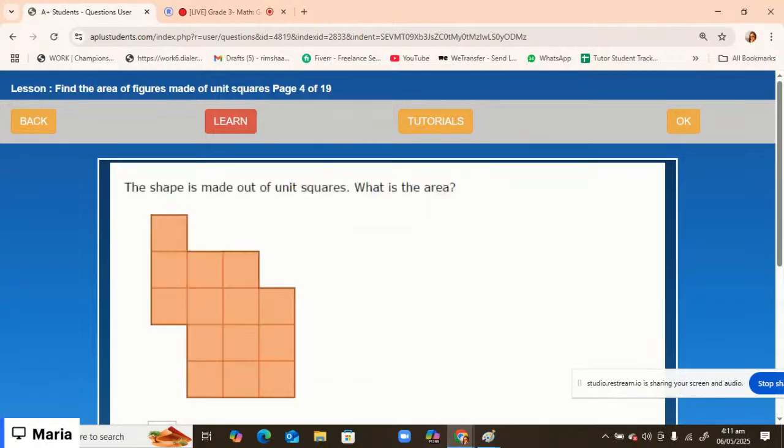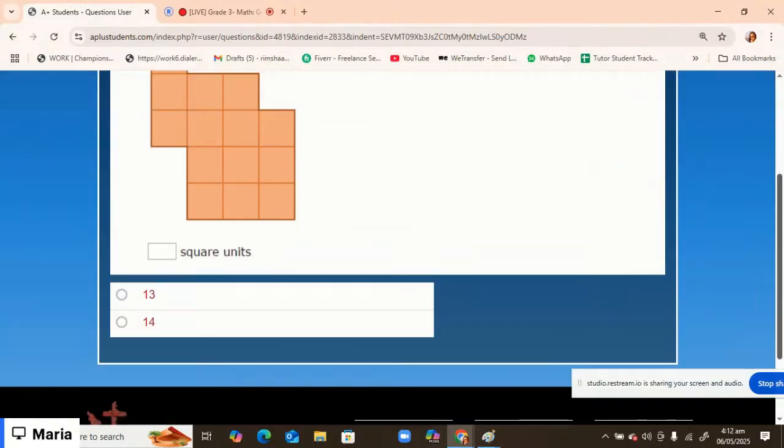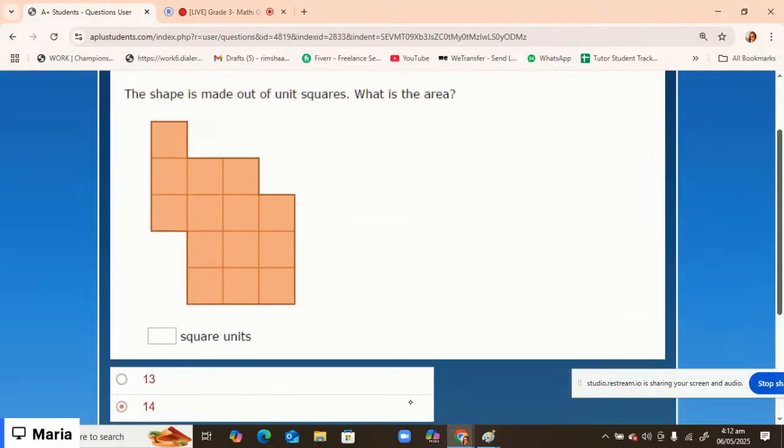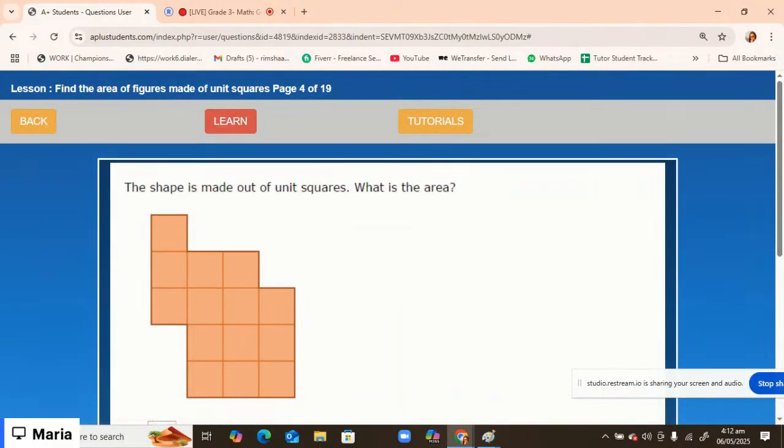Okay. All right. Now you guys count this one and then tell me the answer. Hurry up. Everyone count it. How much of it? It's 1, 2, 3, 4, 5, 6, 7, 8, 9, 10, 11, 12, 13, and 14. So the total is 14. So let's go with it. This is the right answer.